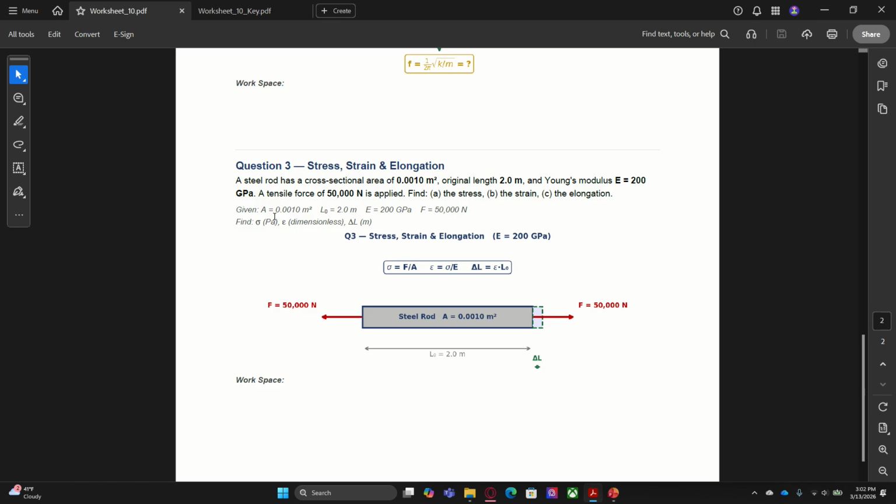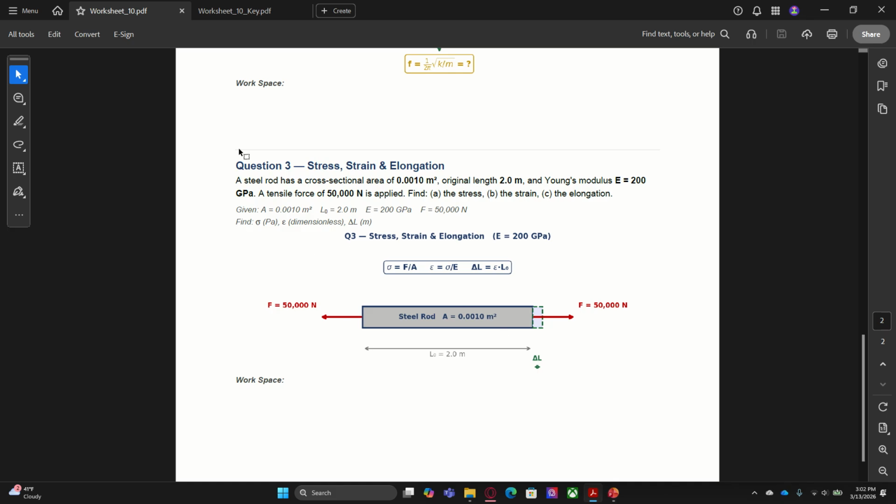What we're already given is our area of 0.001 meters squared. Our initial length before the rod started experiencing tension was 2 meters, and the modulus is 200 gigapascals, and our force causing tension is 50,000 newtons. Tension means that the rod is feeling like it's being expanded by a certain change in length, or delta L.